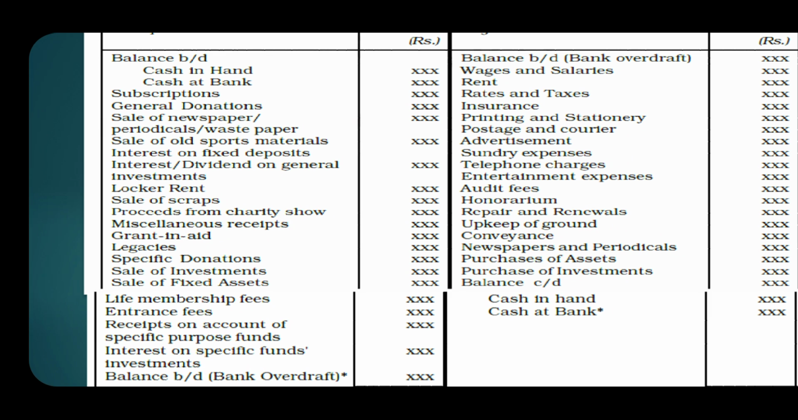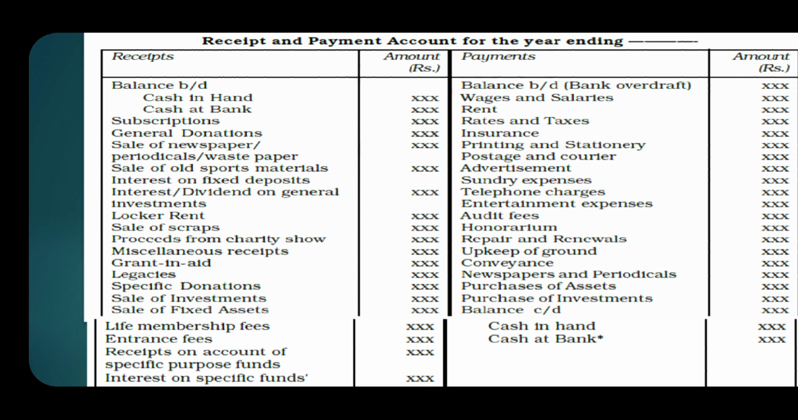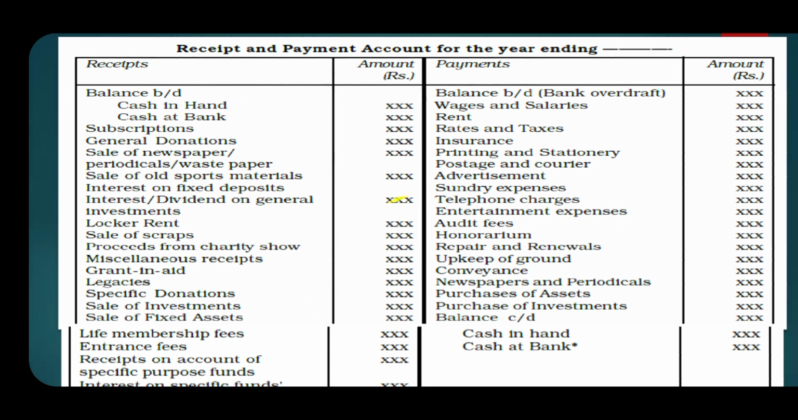Then any fees received, that is life membership fees, entrance fees received will be debited. Or any receipt on account of specific purpose funds will be debited. Interest received on investment will also be debited. And what will be credited? If there is an opening balance of bank overdraft, it will be credited.